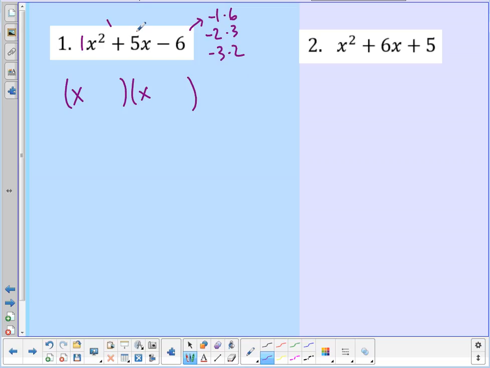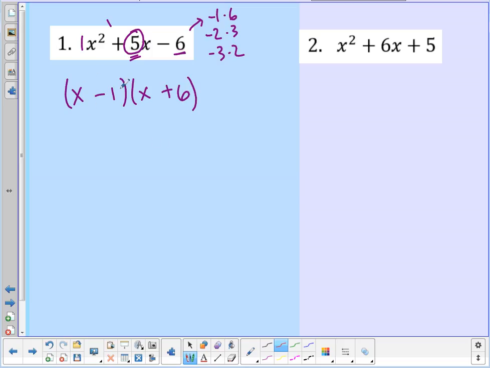Now, the fact that I want a positive 5 in the middle, I have to work with these 2 things together. If I want a positive 5 in the middle, I want to look at what's going to add to positive 5. In this case, negative 1 plus 6 gives me that positive 5, so I end up with a minus 1 here and a positive 6 there. And you always want to check, that's the check part of guess and check.